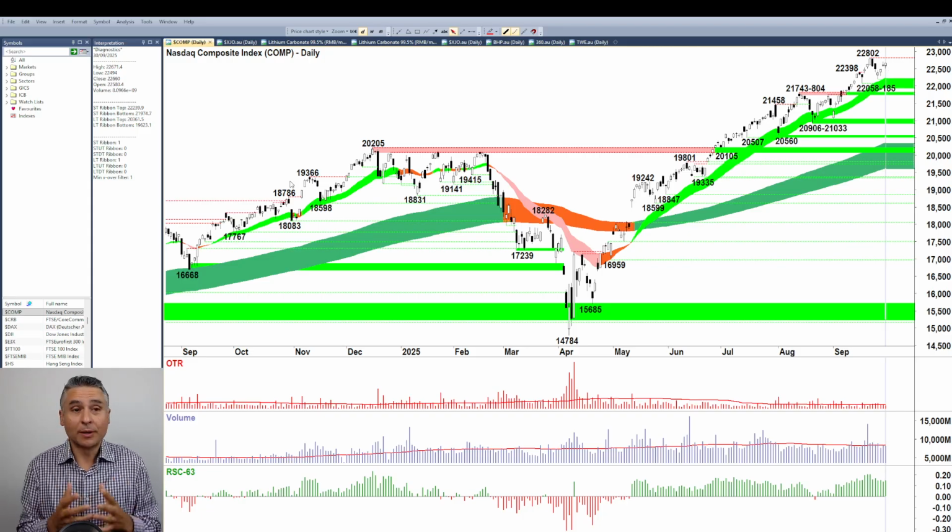What are they? Short-term trend, that's my light green ribbon. It's light green because it's up. It'll be pink if it's down. Can we see any pinks? Oh, we can see, we've got some pinks here.